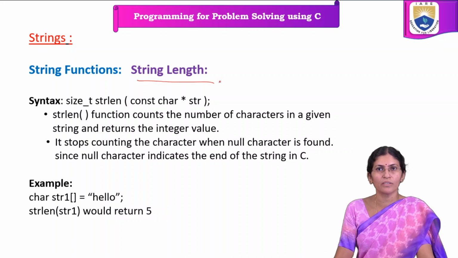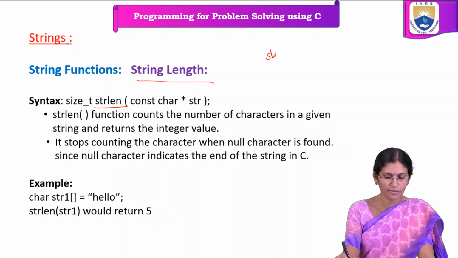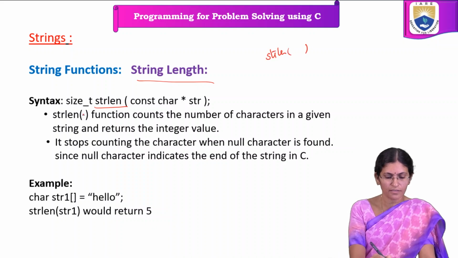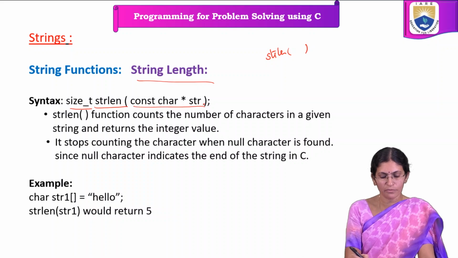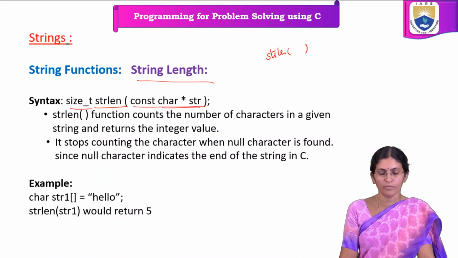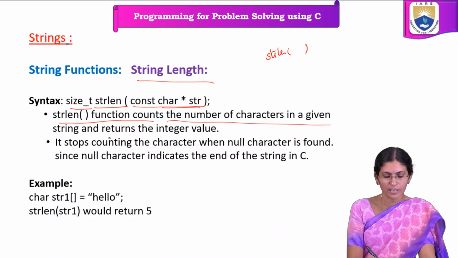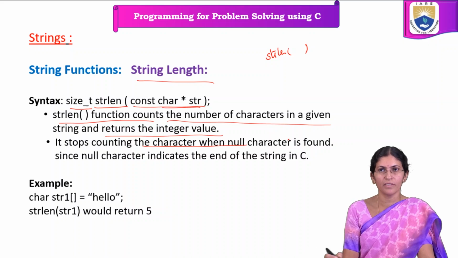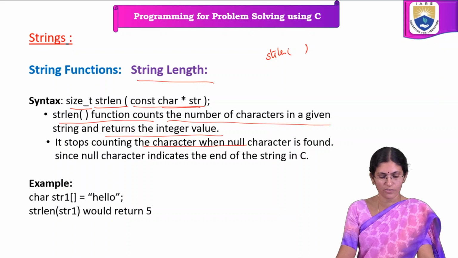In order to find out the length of the string, the function name is strlen, and the return type of this function is an unsigned integer. The argument it takes is a character pointer, a pointer to the character. The string length function counts the number of characters in a given string and returns the integer value. It stops counting the characters when the null character is found, since the null character indicates the end of the string in C.